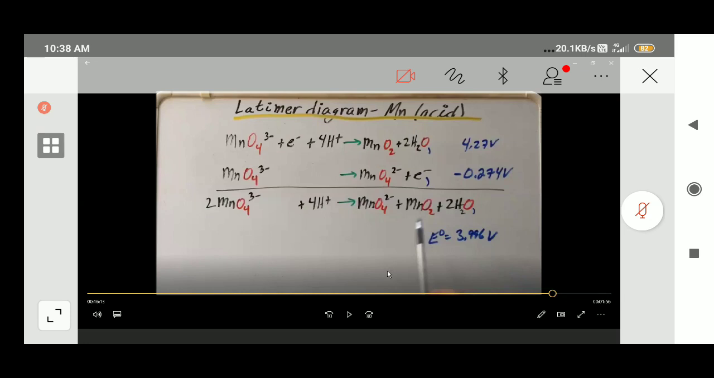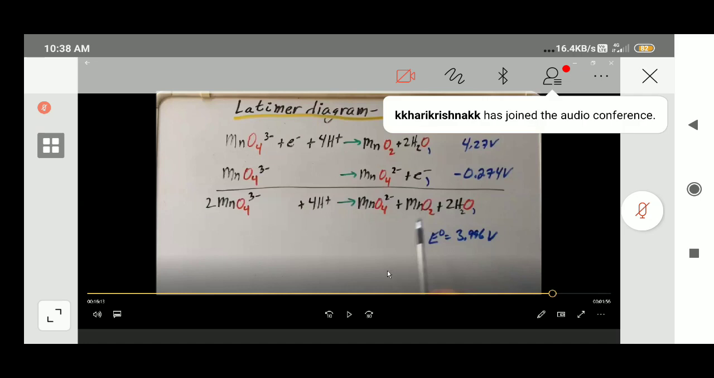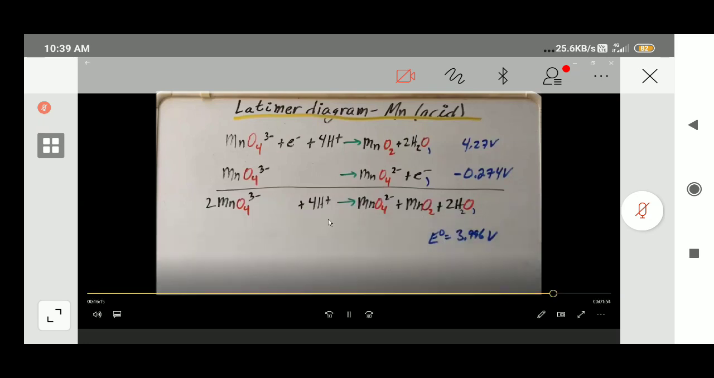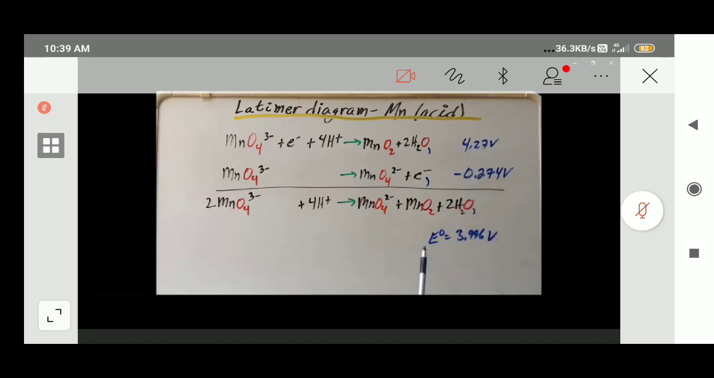That is what is more important. The second point we can learn from the Latimer diagram is that by simply reversing the sequence, you can sum up and look for whether there is a possibility for disproportionation. If that is happening, what are the conditions required to carry out the disproportionation reaction? What will be the standard reduction potential for that particular disproportionation reaction? Manganese dioxide and 2 molecules of water. And we simply add these two values together, and the standard reduction potential voltage of this particular cell is going to be 3.996.